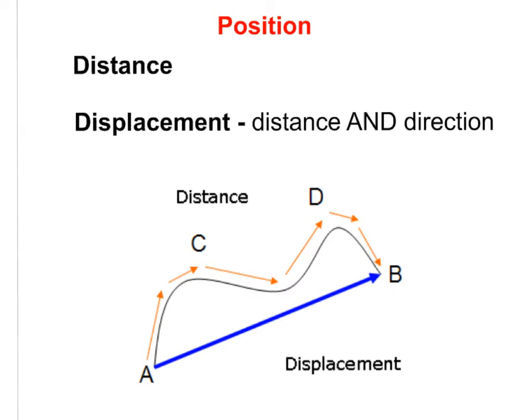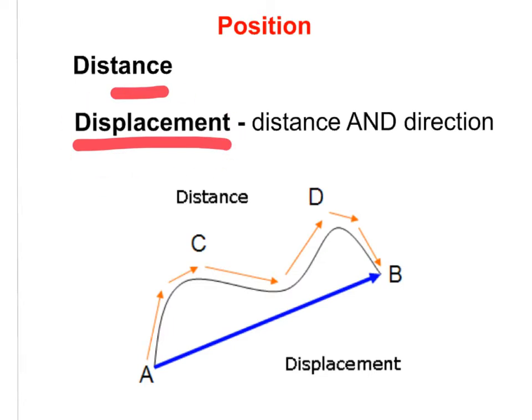So let's look at position. If motion is a change in position relative to a reference point, let's look at two ways that we can describe position. We have distance and we have displacement, and those are really different. You all know about distance. Distance would just be the length that is traveled by an object. It's distance.